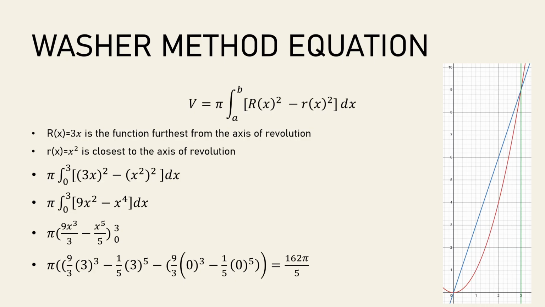We then plug in our bounds, which leaves us with pi times everything inside parentheses of 9 over 3 times 3 cubed minus 1/5 times 3 to the fifth, minus 0, which can all be shown in the example below, which then ends up being 162 pi over 5.